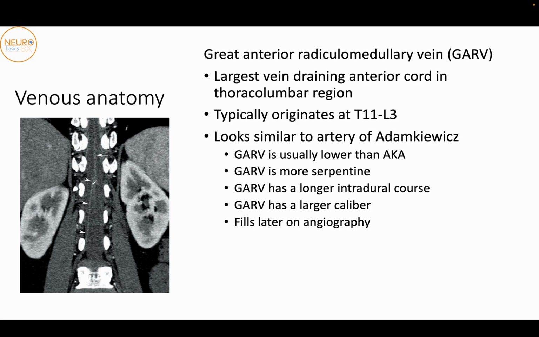The GARV is usually lower than the artery of Adamkiewicz would be. It is going to be a little bit more tortuous and serpentine. It has a longer intradural course and it has a larger caliber than the artery of Adamkiewicz. And if you do have angiography, then it will be very obvious because it will fill later on angiography because it is a vein.